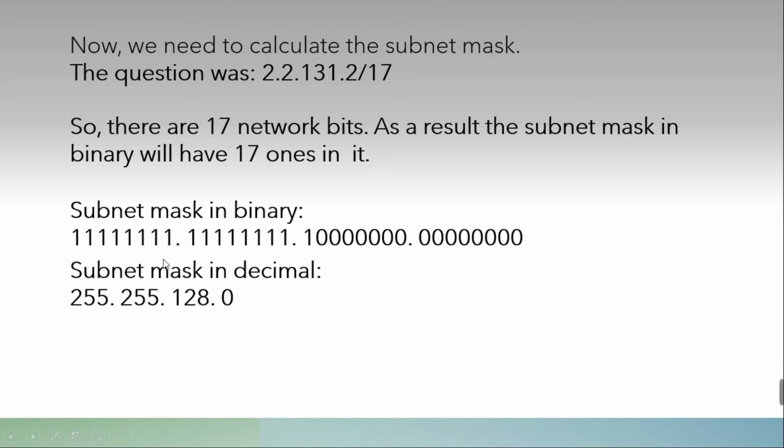But for our calculation we'll actually be needing the binary. All right, so this is how you can calculate the subnet mask for a given IP address. As we have already calculated the subnet mask and the IP address binary from our question, now it's time to calculate the network address.